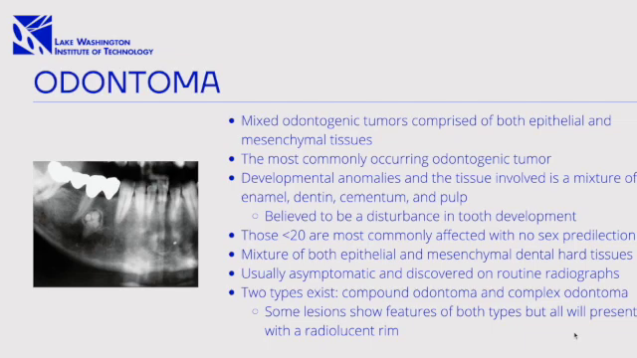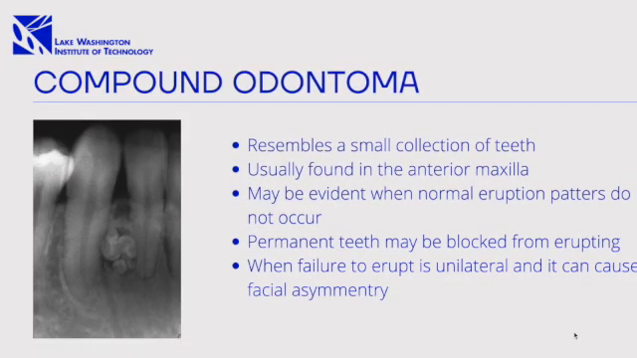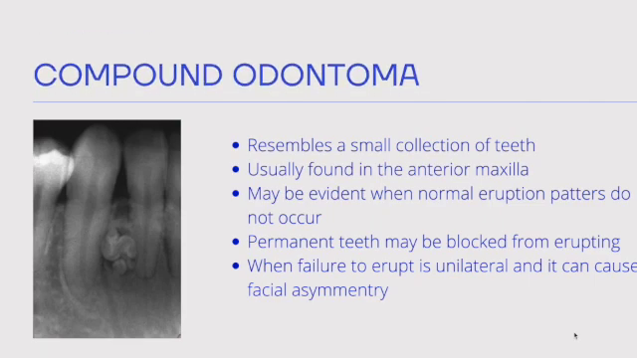Some odontomas may show features of both complex and compound varieties, but regardless will appear with a radiolucent rim, which is the follicle in which they develop. The compound odontoma resembles a collection of small teeth. Compound odontoma is usually found in the anterior maxilla and may be evident when normal eruption patterns do not occur and permanent teeth may be blocked from erupting. This is especially noticeable when failure to erupt is unilateral and can cause facial asymmetry.